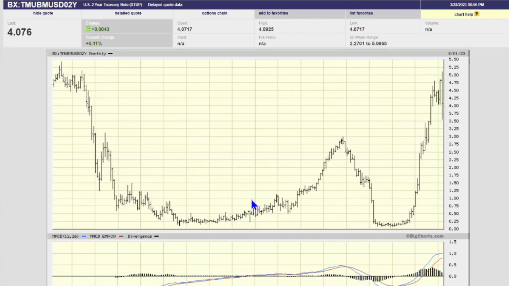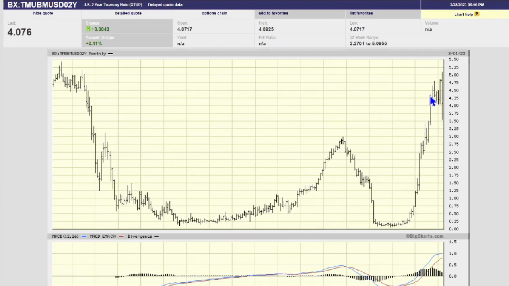And now we're looking at a monthly chart that goes to about 2007, and this is the 2-year Treasury note using BigCharts or MarketWatch. And perhaps in the upper left you can see the symbol is BX:TMUBMUSD02Y. And you can see here in the far right how low the interest rate was in the last few years, but then all of a sudden the spike headed on up to this point here.